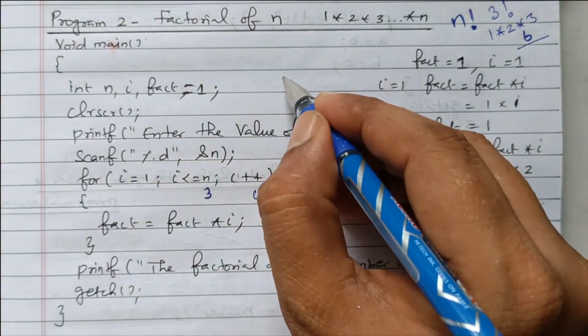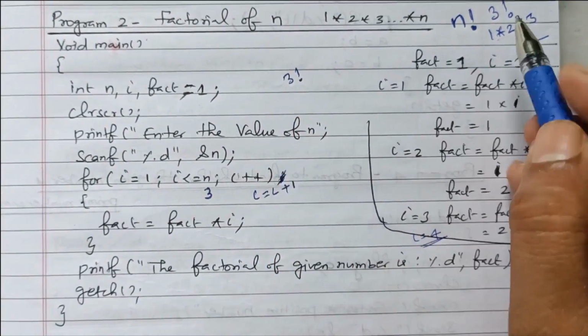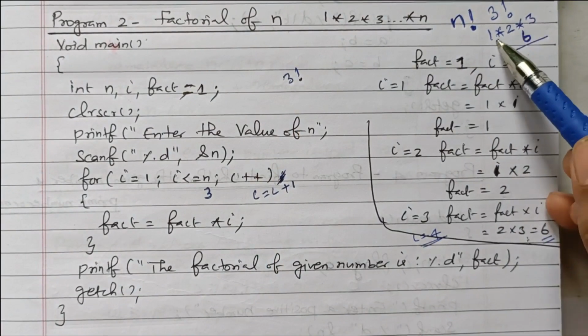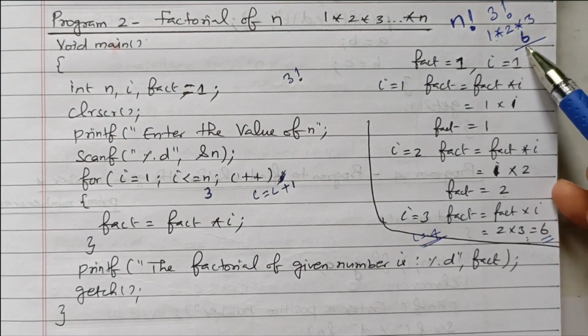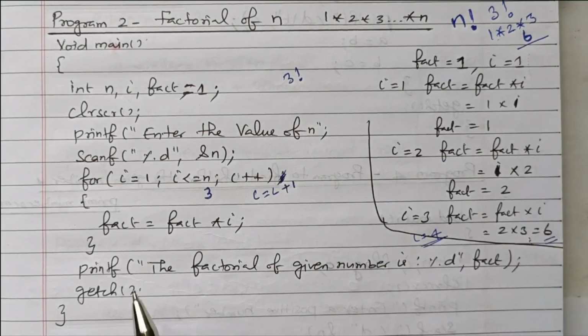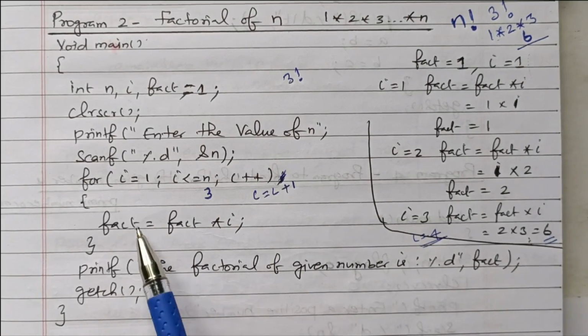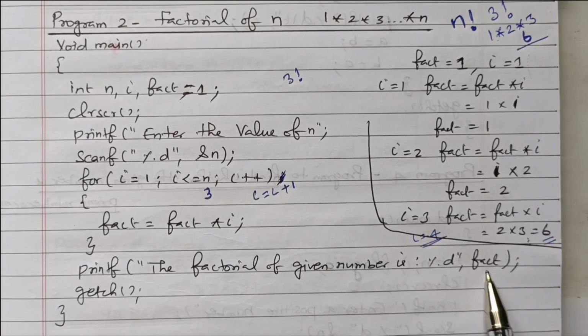Now we will verify that. 3 factorial means 1 into 2 into 3. So 1 into 2, 2. 2 into 3, 6. So we got this value. So printf, the factorial of given number is %d, that is available in fact. The answer is printed, right?